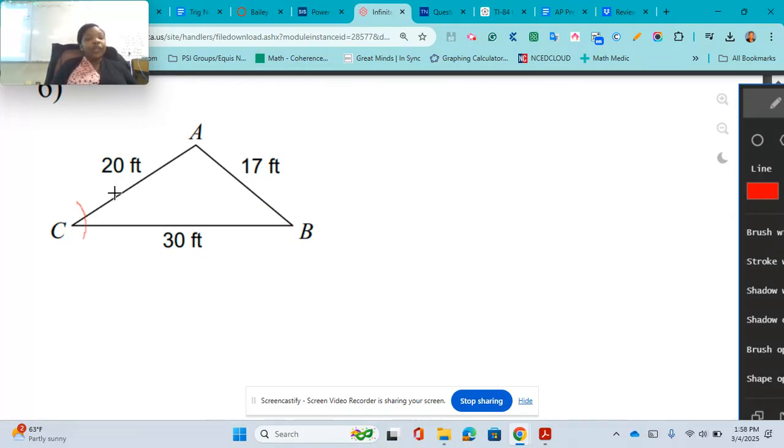All right. Since we're looking for the angle of C, we're going to start with 17 squared equals 20 squared plus 30 squared, minus 2 times 20 times 30 times cosine of C.